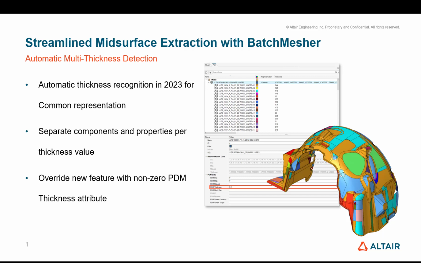How does it work? Basically, when a common representation is created, the batch mesher generates the middle surface and automatically detects areas of different thickness and assigns them to separated components under the parts. And after that, a property is created for each component and the thickness value is assigned to it. Let me show you.